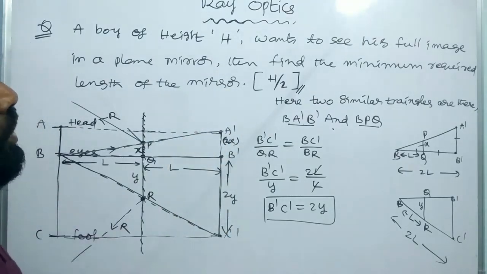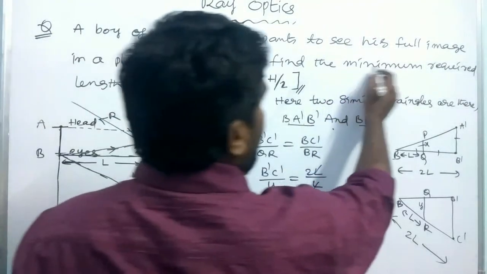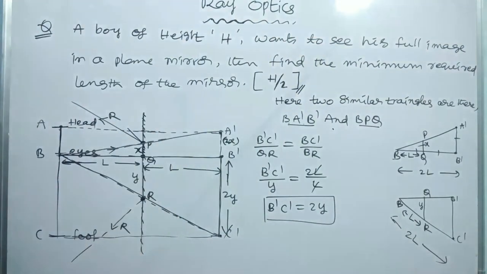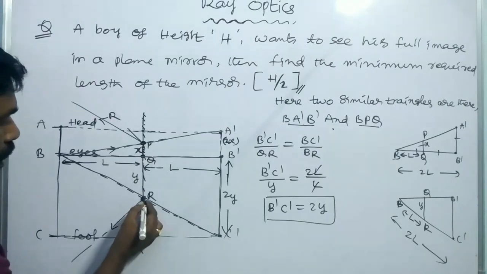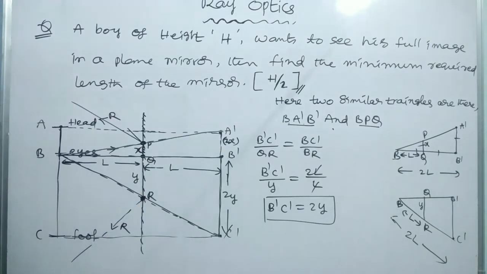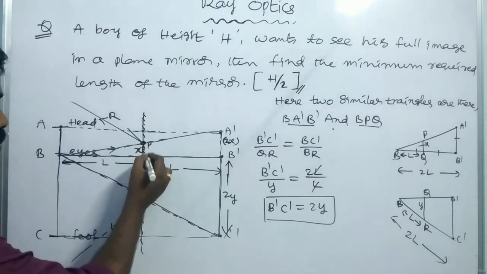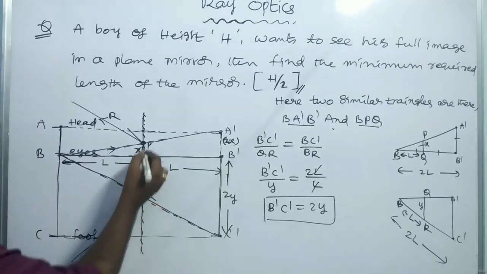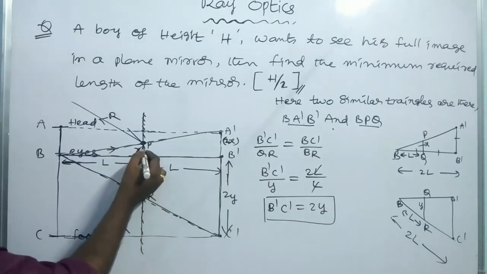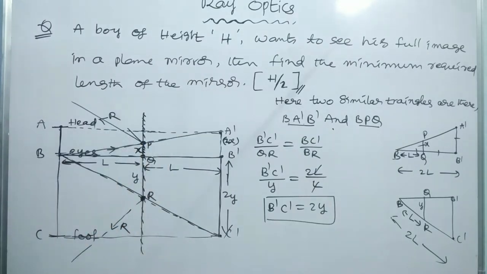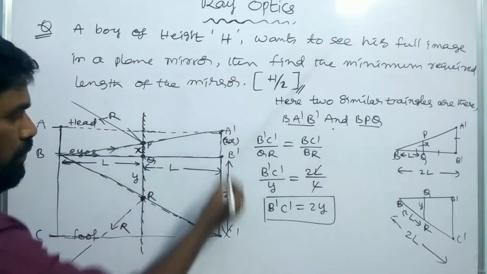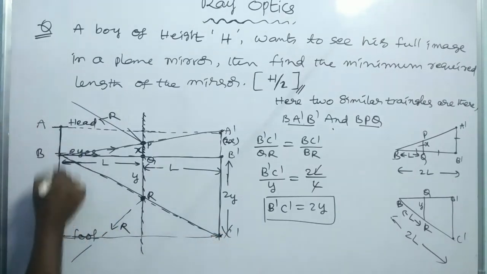But what do we need? Here we need to find the minimum required length of the mirror. What is the minimum required length of the mirror? From P to R only. From P to R means P to Q, it is the X, Q to R, it is the Y. X plus Y is the height of the mirror. So this image should be equal to the height of the boy.